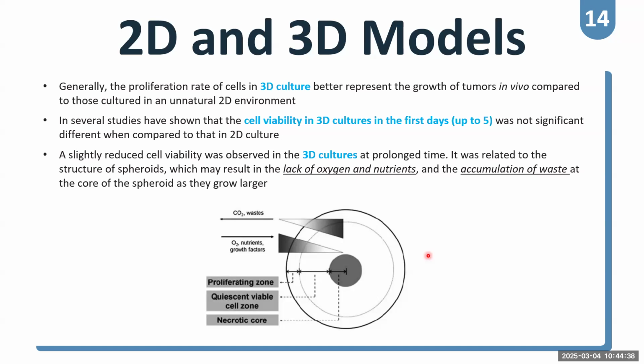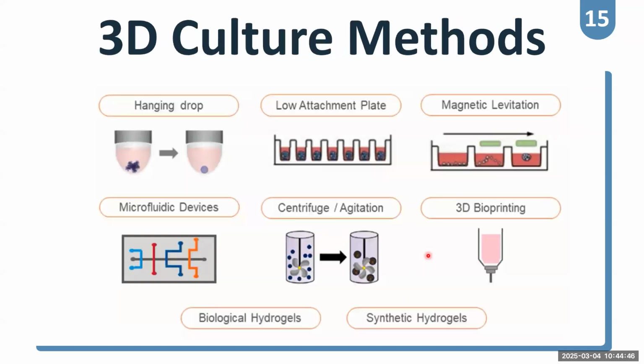You can report something like that and use the data to test the drug for the doctor. Okay, so in this slide, these are the methods that can be applied to generate the 3D cell culture. The first one they start with is the hanging drop. Hanging drop is quite easy to use.